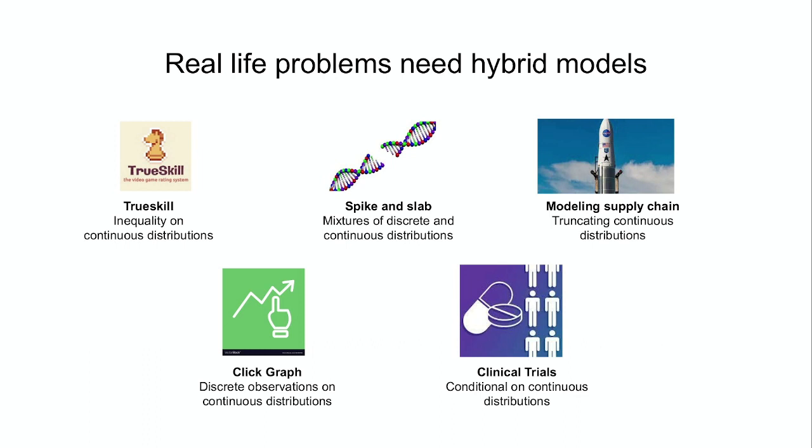Real-life problems are complicated. They need hybrid models. They need a component of discreteness and continuity, both of them, to express the problem in its full glory. Some widely known examples would include spike and slab regression in computational biology, or modeling supply chain variables. And there are many more examples.